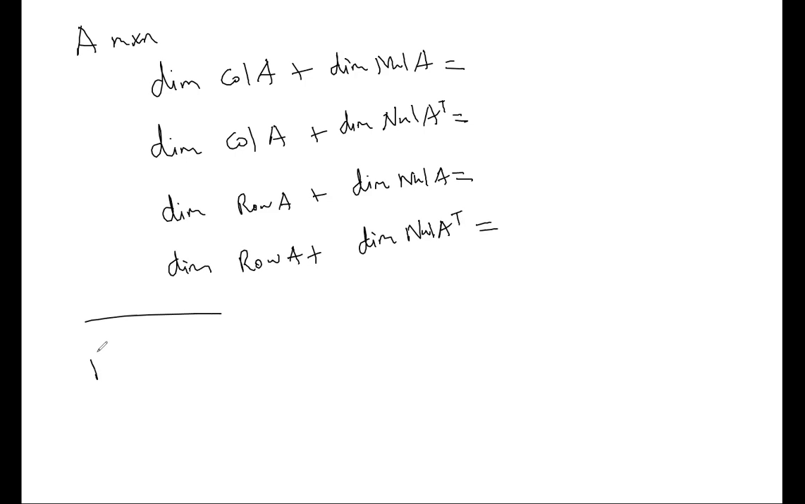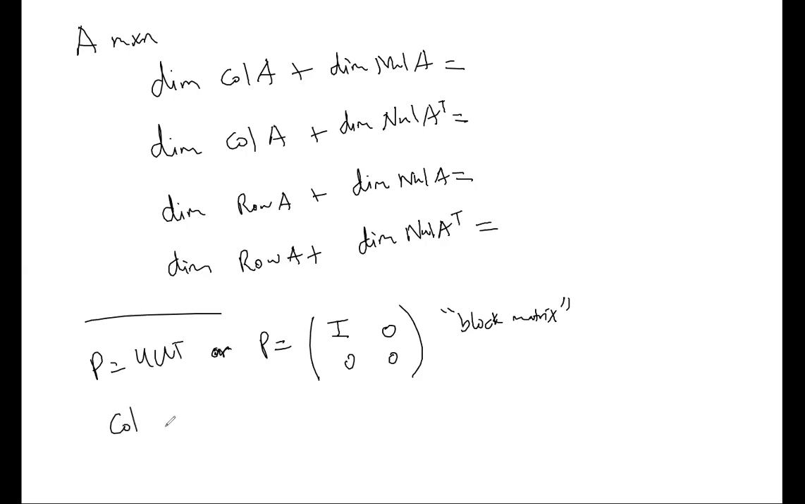Yeah, so for P equal to U U transpose, or maybe you prefer the other basis, the basis which is the identity matrix, 0, 0, 0. This is a block matrix, because I is a d by d identity matrix. We've said that the column space of P equals W. The null space of P, well, that should be everything that maps to 0, which is exactly W perp.